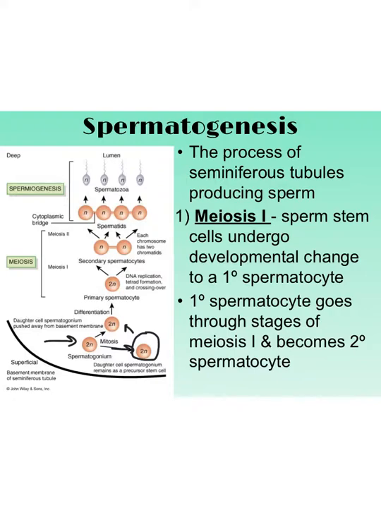Well, it reaches here, and when it enters meiosis I, it is a primary spermatocyte. After meiosis I, it splits into two cells. Those are the secondary spermatocytes. And then after meiosis II, that's where you get the spermatids, which will later mature into spermatozoa, or sperm cells.